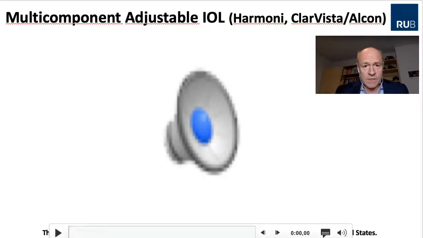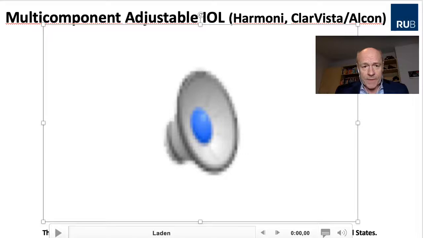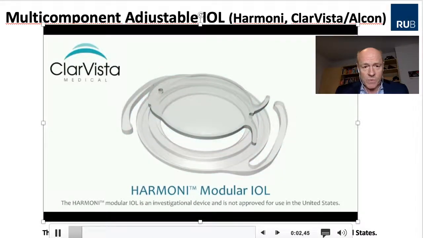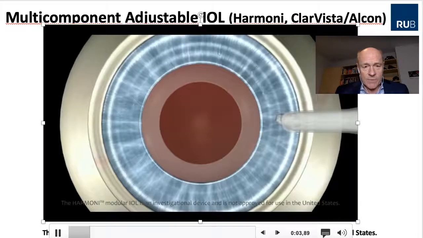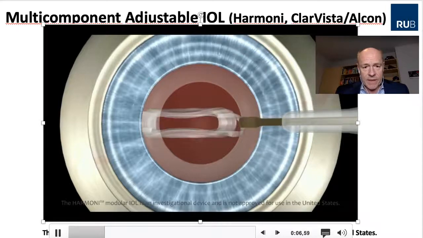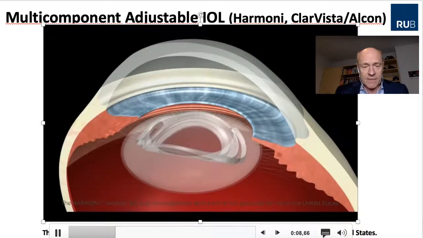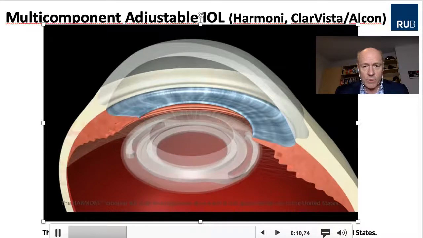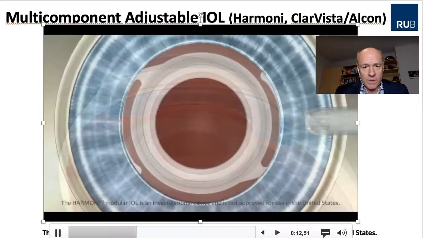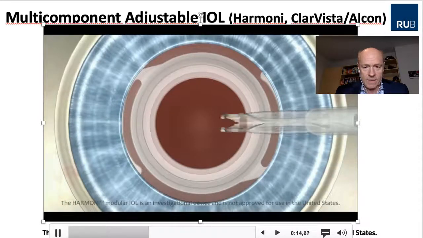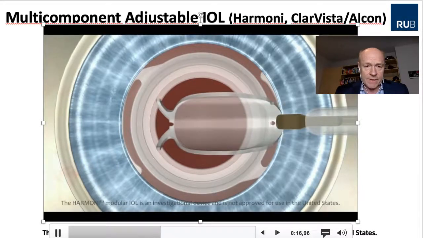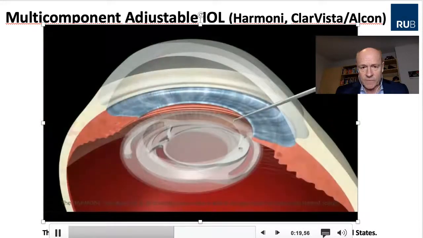One of them is the so-called Harmoni lens that comes with a basic lens, which is implanted into the bag, and then the optic is implanted into this basic lens. That could be a toric lens or multifocal lens or even monofocal lens. So it can accommodate and can easily be exchanged, for example.